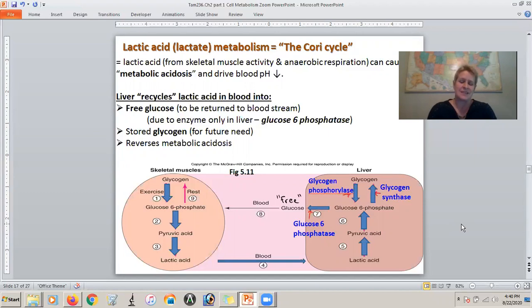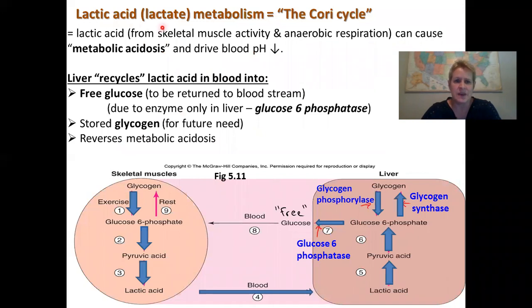If that lactic acid were not removed from the bloodstream, you would have major problems. Acidosis is a bad thing. So lactic acid is routinely removed from the bloodstream by the Cori cycle, and the liver does it. The liver recycles lactic acid in the Cori cycle, and it can turn that lactic acid into glucose. Remember?